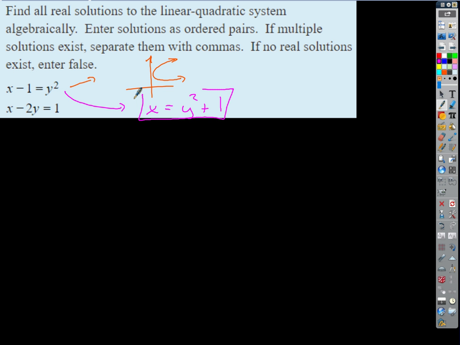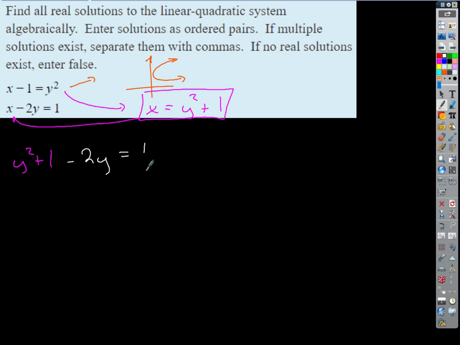I'll put a box around it. And then I'm just going to make the substitution. All this stuff is going to go in there wherever I have an x in my other equation. So what's that give me then? Instead of an x, I'm going to get y squared plus 1, minus 2y equals 1. Now, I didn't put that in parentheses, how come? I could, but it's not necessary.